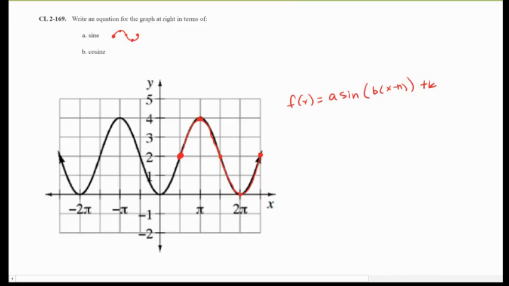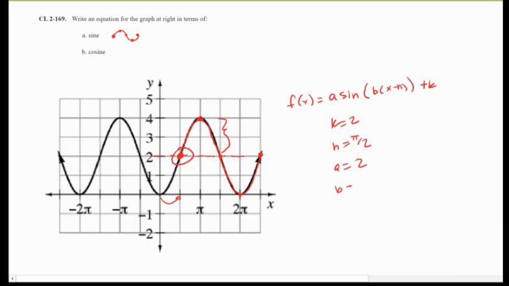To start off, my k value is always the midline, so my k value here is going to be 2. So k equals 2. My h value, since I chose to start at this point right here, looks like it's shifting pi over 2 to the right. So h is pi over 2. My a value represents the amplitude, or the distance from the midline to the maximum, or vice versa. I know it's going to be positive because, again, I chose a point that starts by going up.